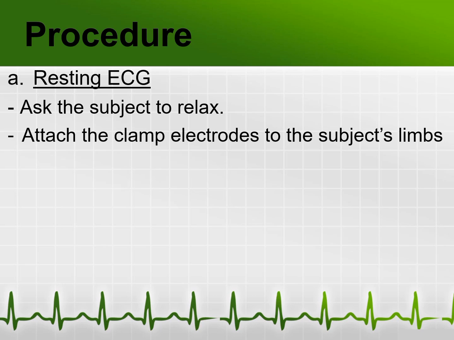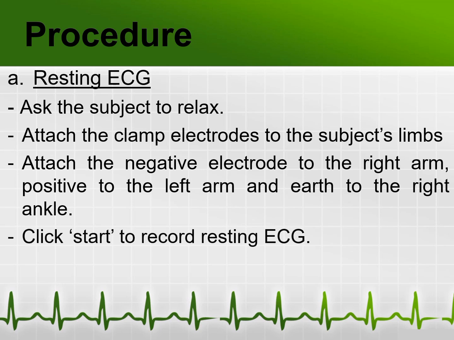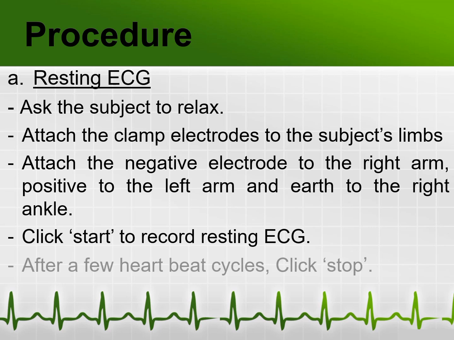Attach the negative electrode to the right arm, the positive electrode to the left arm, and earth to the right ankle of the subject. Then click Start to record resting ECG. After a few heartbeat cycles, click Stop.